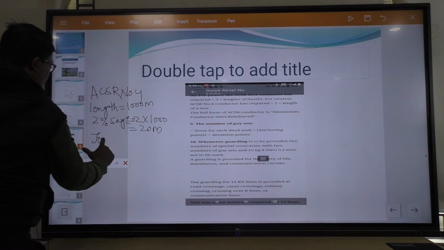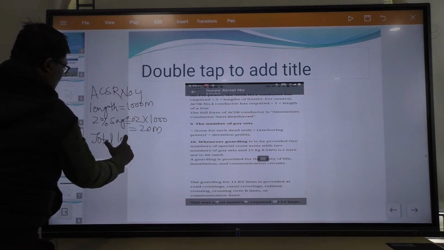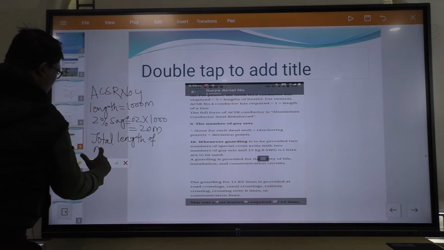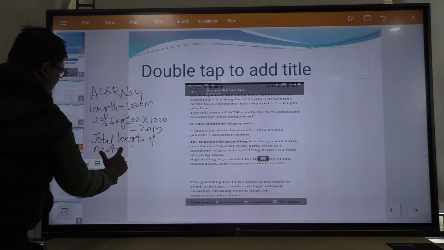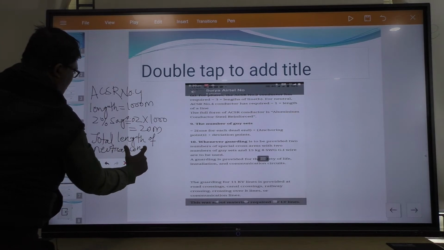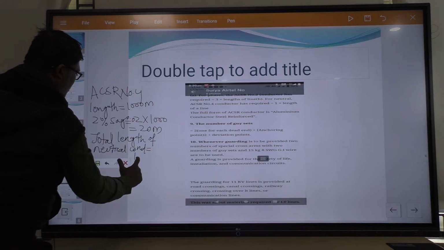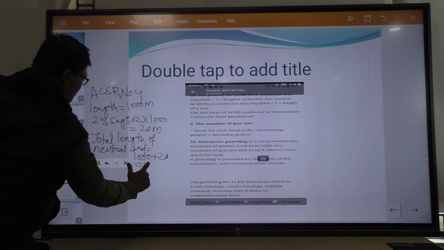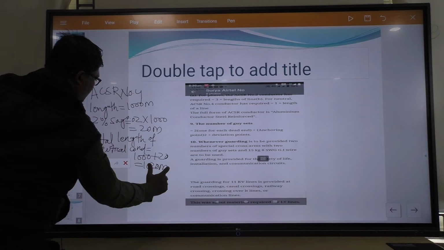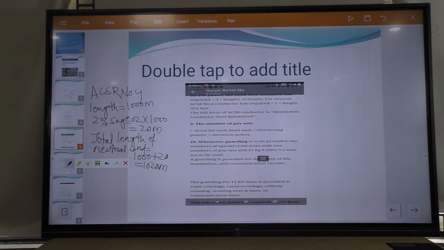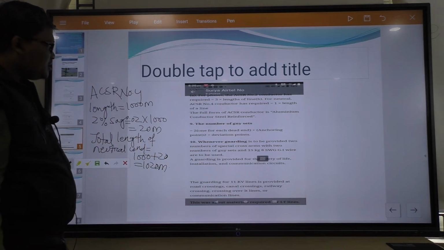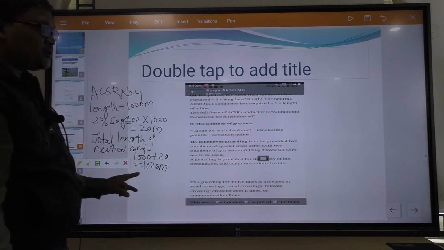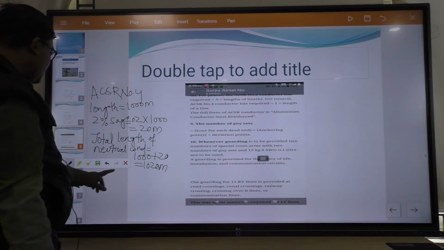So the total length of neutral conductor required is 1000 plus 20, that is equal to 1020 meter. So this is our requirement of conductors. Next, the number of guy sets. So what are guy sets?